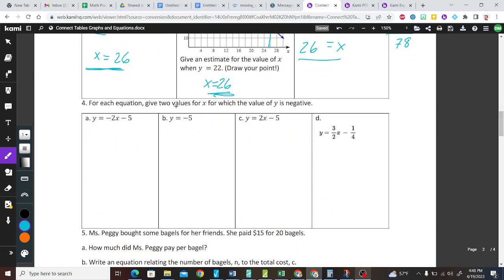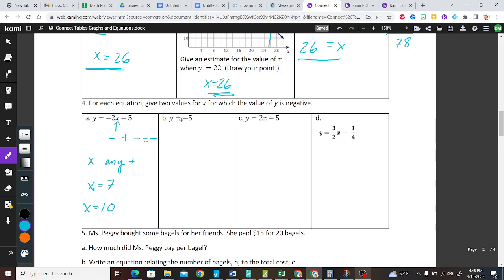For each equation, give two values for x for which the value of y is negative. Well, if we look, we've got a negative 2x minus 5. So we have a negative number plus a negative number, which will be a negative number. So if we can keep this negative, we'll be fine. The easiest way to keep this negative is by putting positive numbers in. So x, any positive number. I'm just going to pick two positive numbers that I like. I'm going to pick 7, and I'm going to pick 10.